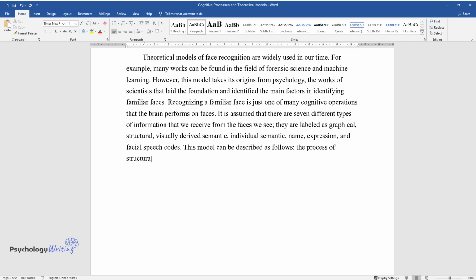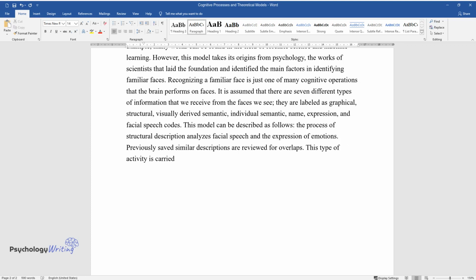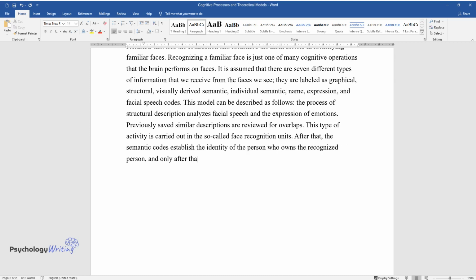The process of structural description analyzes facial speech and the expression of emotions. Previously saved similar descriptions are reviewed for overlaps. This type of activity is carried out in the so-called face recognition units. After that, the semantic codes establish the identity of the person who owns the recognized face, and only after that, the codes of the names are extracted.